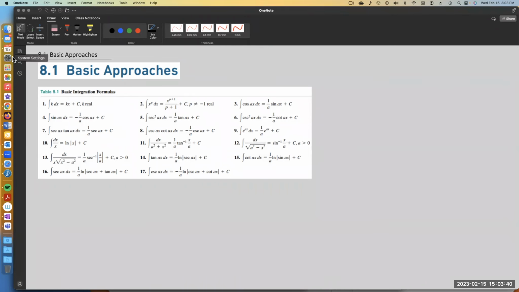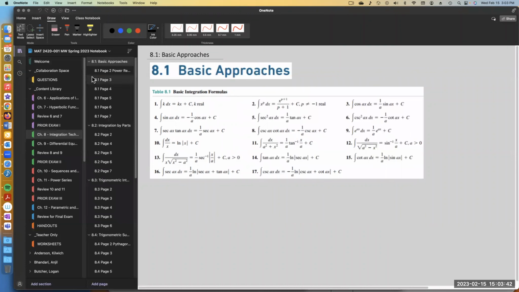Okay, so at any rate, let's go ahead and start with our chapter 8. So if we look, chapter 8 is all about integration. So we're going to learn a whole bunch of new integration techniques. We're going to look at some random integration techniques first. And then we're going to get into our second formal technique of integration.